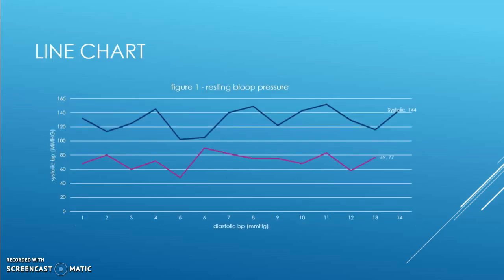A line chart or a line graph is a type of chart which displays information as a series of data points called markers connected by straight line segments. A line graph consists of a horizontal x-axis and a vertical y-axis. Line graphs are used to track changes over short and long periods of time.